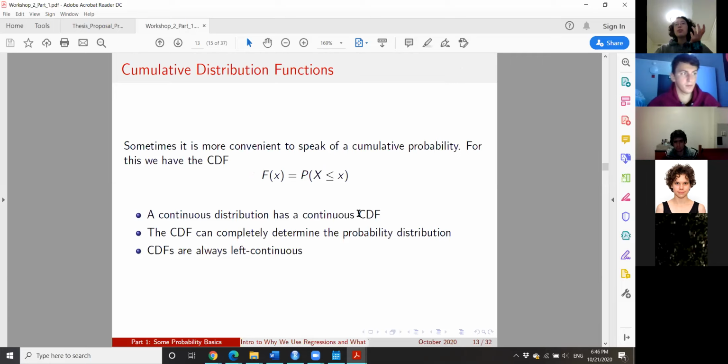Okay, so cumulative distribution functions are sometimes easier to talk about. This is essentially just the probability that x is less than or equal to whatever number. And this is important because a lot of things about cumulative distributions hold for both continuous and discontinuous random variables. The CDF can always completely determine the probability distribution. They're also always left continuous, and a continuous distribution will have a continuous CDF.